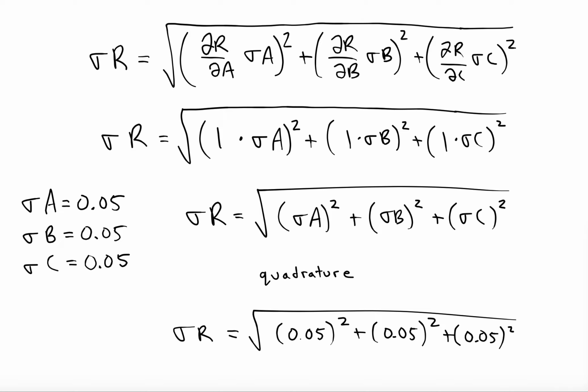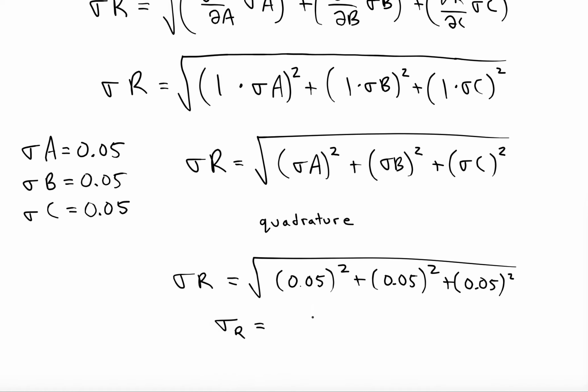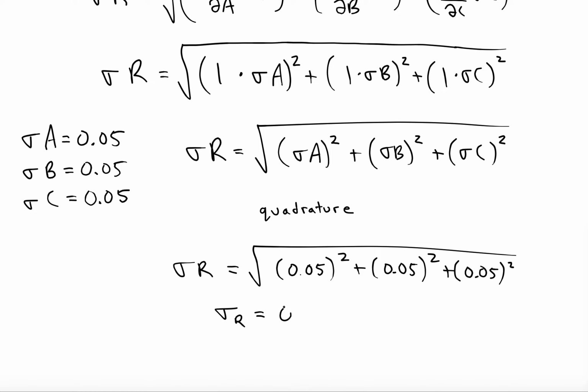All right, so I'm getting that the uncertainty could be 0.087 centimeters. However, we typically want to round our uncertainties to just 1 sig fig. 2 at the most, but in many cases, just 1 is sufficient.